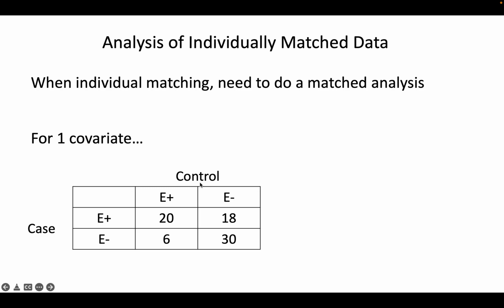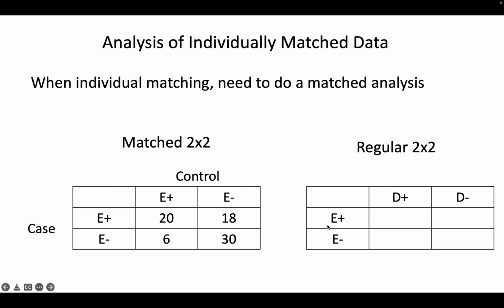So this is what a matched 2x2 looks like, and just for comparison, you are probably more used to the regular 2x2, where it's either disease positive and disease negative, exposure positive and exposure negative, or case and control. With the matched 2x2, instead of one being about disease and one being about exposure, they're both about exposure, but this is about controls and this is about cases.